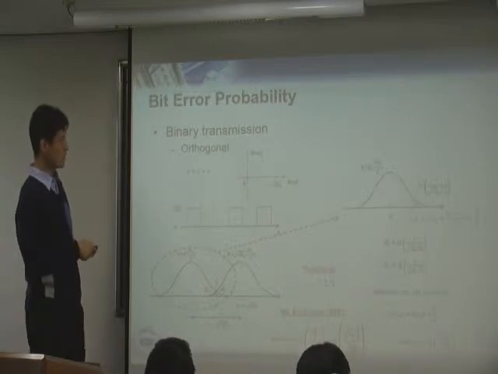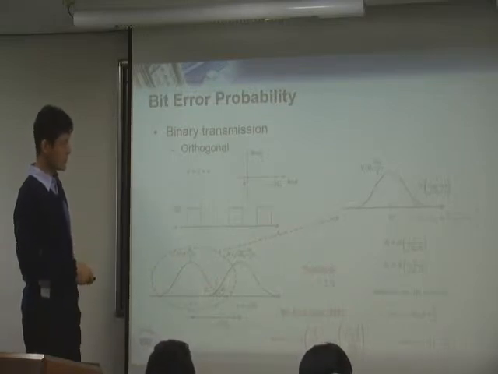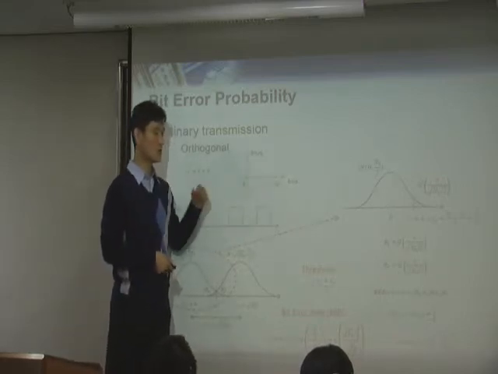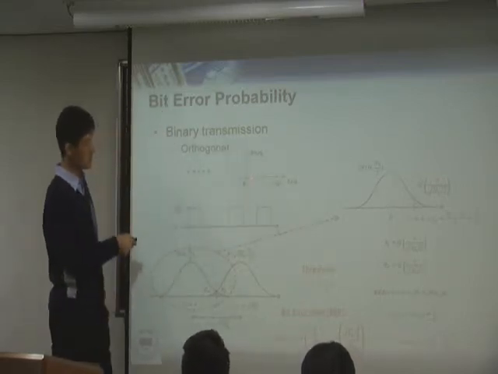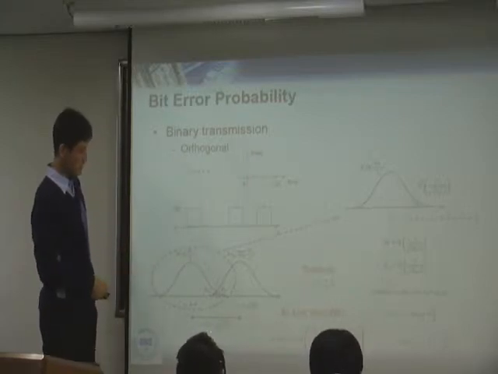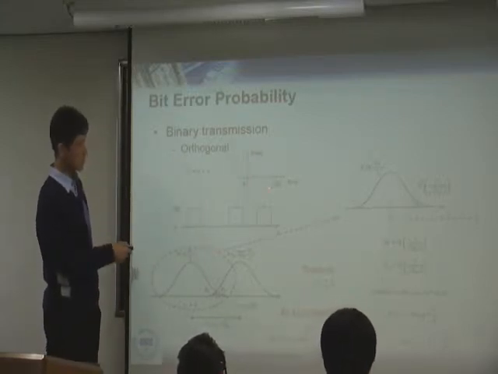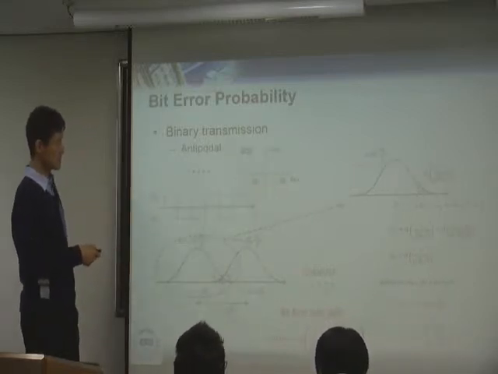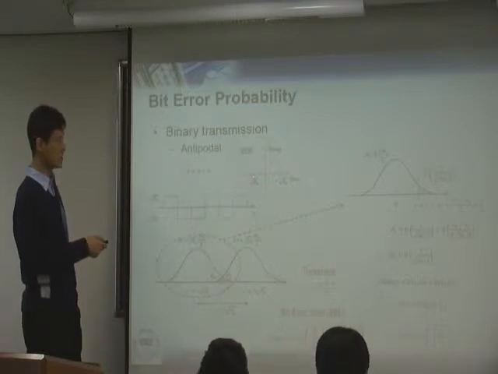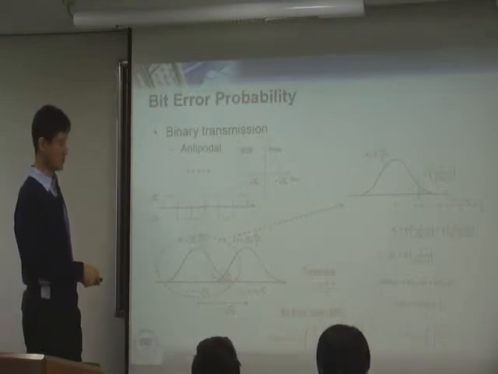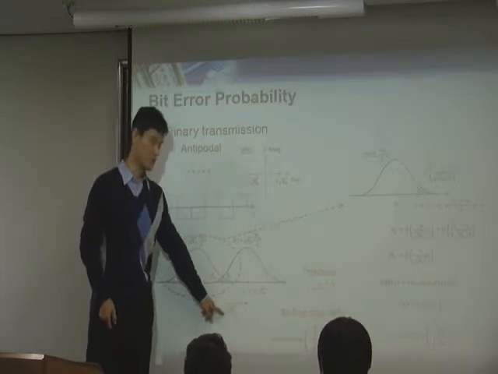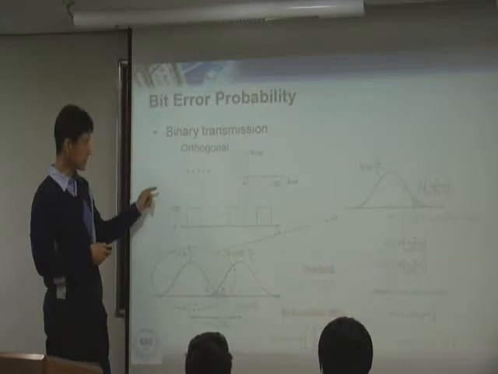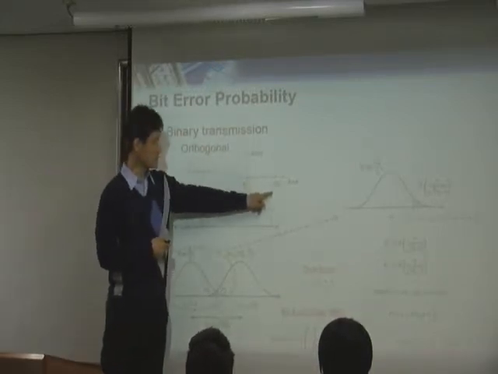Now, what is different is the distance between these two symbols. The distance between these two symbols is now this much, root square of 2 Eb. Now let's go back to the antipodal case. In the antipodal case, the distance was 2 times the root square of Eb. That was the distance at that time. But now in an orthogonal case, this is the distance.